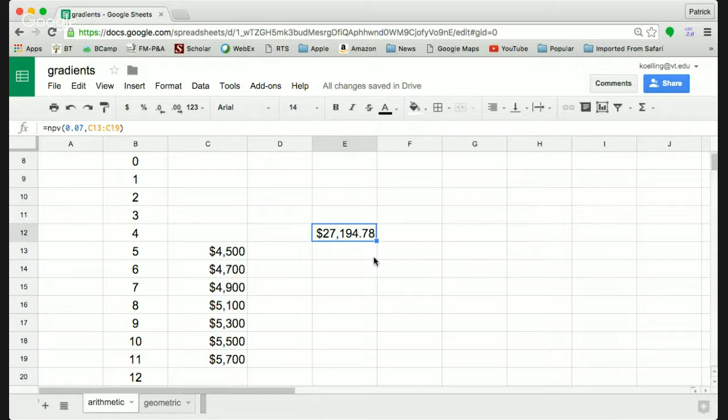Here's one thing to know about the NPV function. First of all, it does not change the sign on your cash flows. Notice that when I entered this NPV function here, there's no negative sign in front of it. How about that? It does not change the sign on your cash flows. That's very important to remember.